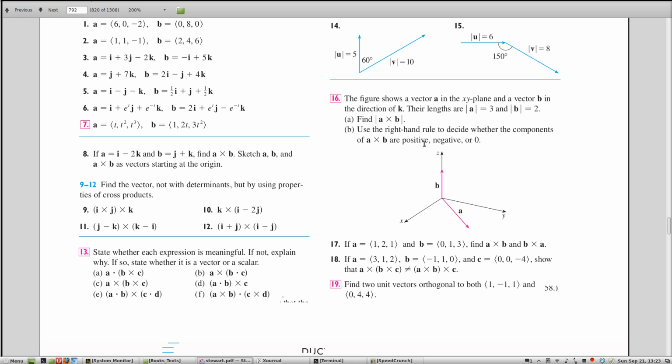B says use the right-hand rule to decide whether the components of A cross B are positive, negative, or 0. So here you've got to make your right hand curl up from A to B. That makes your thumb go this way, and that means that the x-coordinate is positive, the y-coordinate is negative, and the z-coordinate is 0.